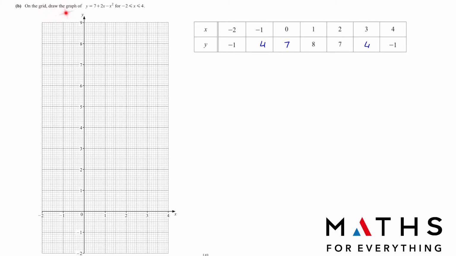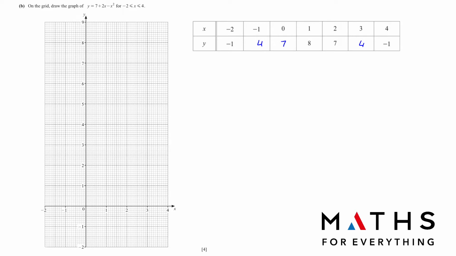Part B, on the grid, draw the graph of y is equal to 7 plus 2x minus x square for the values of x from negative 2 till 4. These are our x values and these are the corresponding y values. So when x is negative 2, y is negative 1. X is negative 1, y is 4. 0, y is 7. x is 1, y is 8. x is 2, y is 7. When x is 3, y is 4. And when x is 4, y is negative 1.